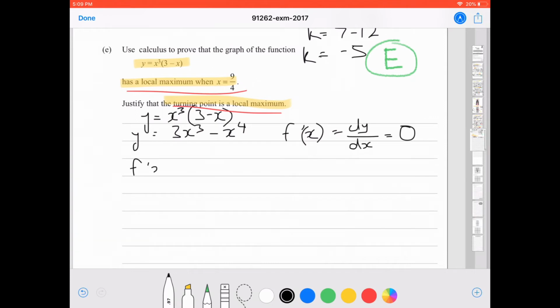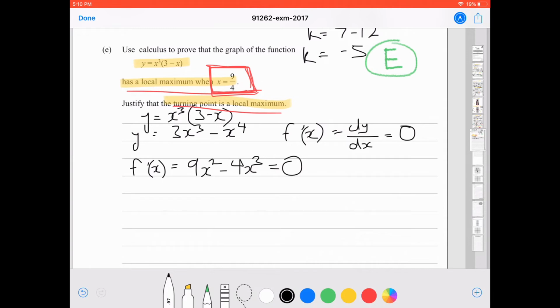So we can say f dash of x equals 9x squared minus 4x cubed, and we're going to set that equal to 0, and we're going to find the x coordinates. Actually, we know one of them is x equals 9/4. We're going to find the other, and we're going to try to justify that basically the maximum and minimum, right? Okay, so solving this cubic equation here. Now that looks difficult. Let's use our calculator.